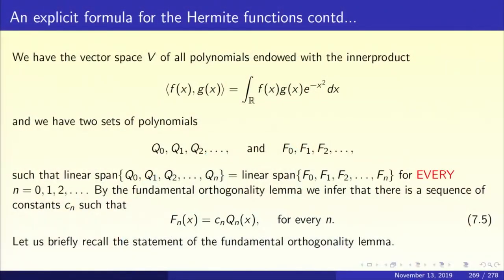Now, we must appeal to the fundamental orthogonality lemma. Now, look at the vector space. Now, we have a vector space of polynomials. The set of all polynomials forms a vector space over the reals.